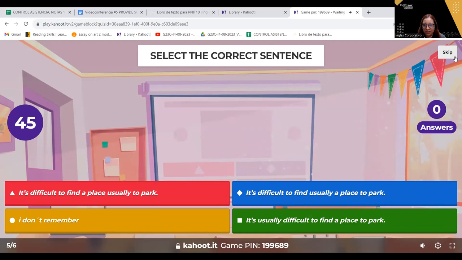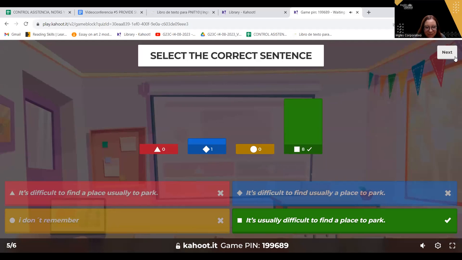This is the rule for the verb to be that I told you. Frequency adverbs and the verb to be. I told you that 3 minutes ago. Most of you got it correct. Yes, I told you. After the verb to be, you can use a frequency adverb. Here it is with the apostrophe. It is usually difficult. Is is my verb to be. Usually is the frequency adverb after the verb to be.